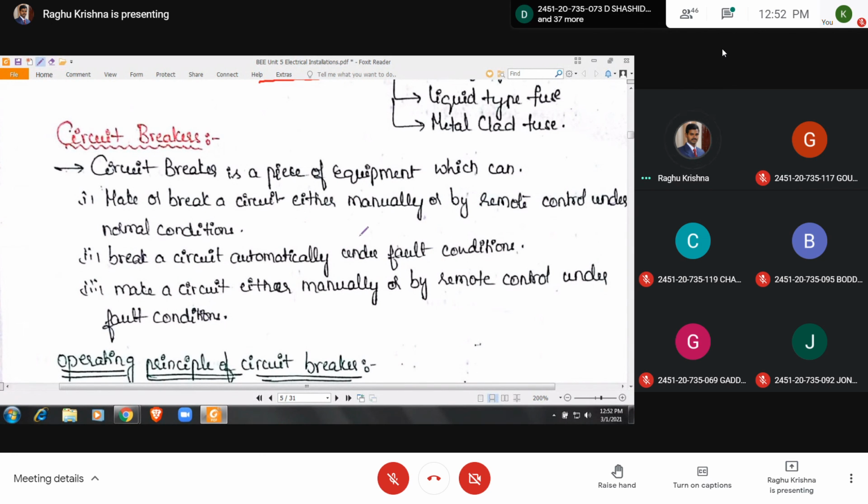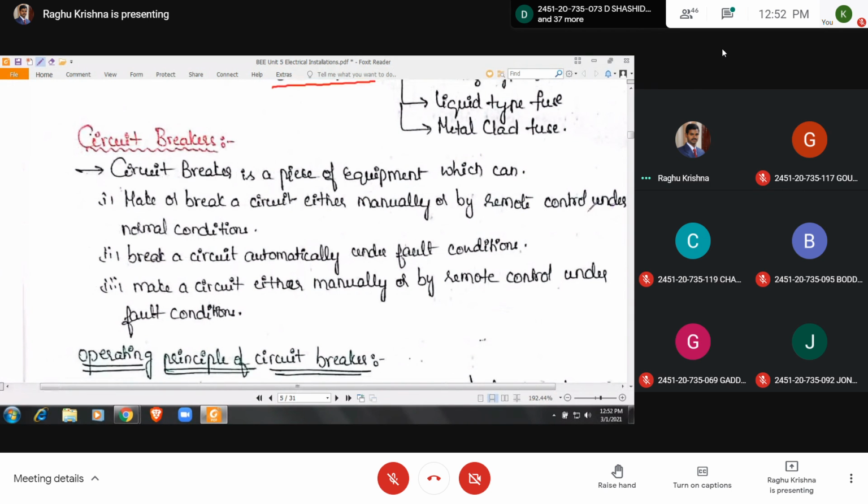So here, under normal conditions, we can make the circuit or break the circuit. For the sake of maintenance we are going to use the circuit breaker, and it can also break a circuit automatically under fault conditions. So the first one is to make or break a circuit either manually or by remote control under normal conditions, during maintenance. This condition occurs during maintenance.